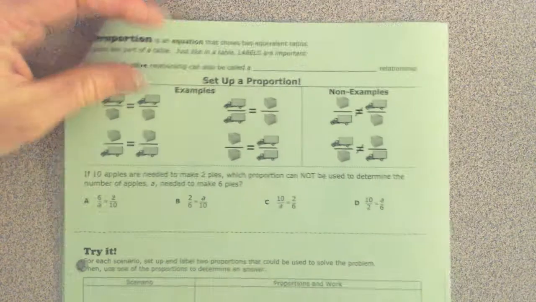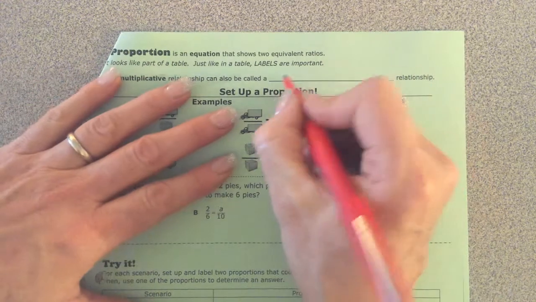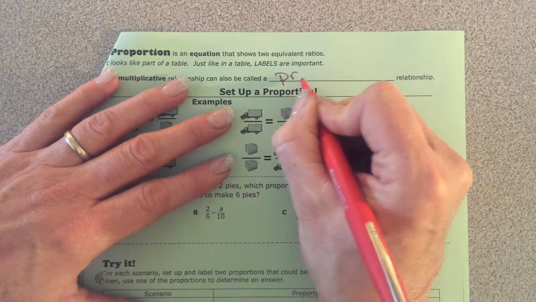Okay, next page. My favorite, proportions. Proportion is an equation that shows two equivalent ratios. It looks like part of a table. Just like a table, labels are important. Any multiplicative relationship can also be called a proportional relationship. Let's fill in that blank.